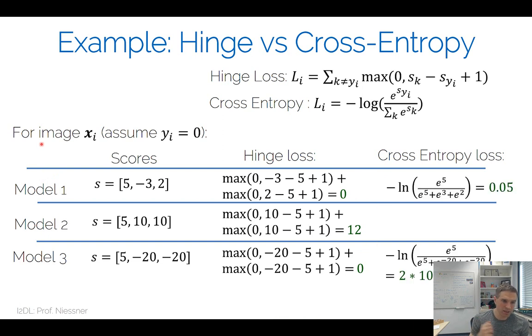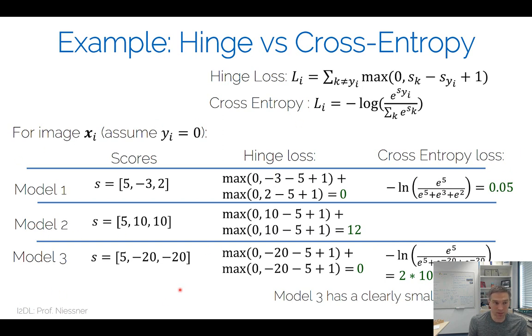When we compare it to the cross entropy loss, I'm not going to go through all the computations right now, but these are the results between these two. This one is roughly 0.05, and this one is 2 times 10 to the power of minus 11. So obviously this one is a much, much lower number. This model clearly has a smaller loss, and that means the cross entropy loss would favor this model at the bottom way more over model 1.